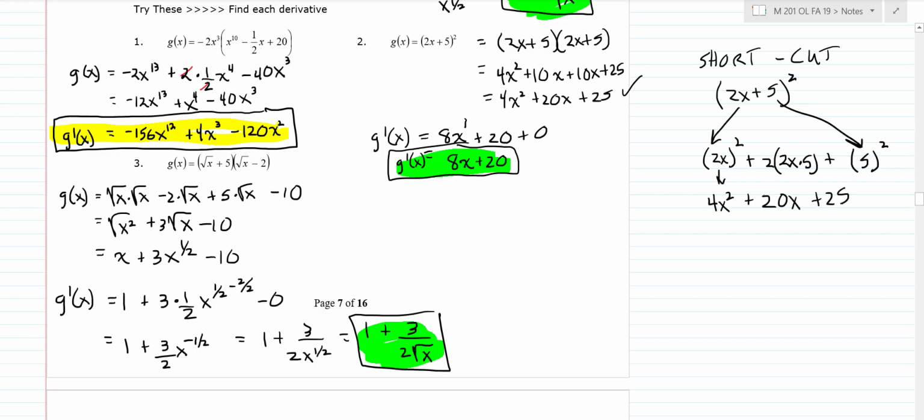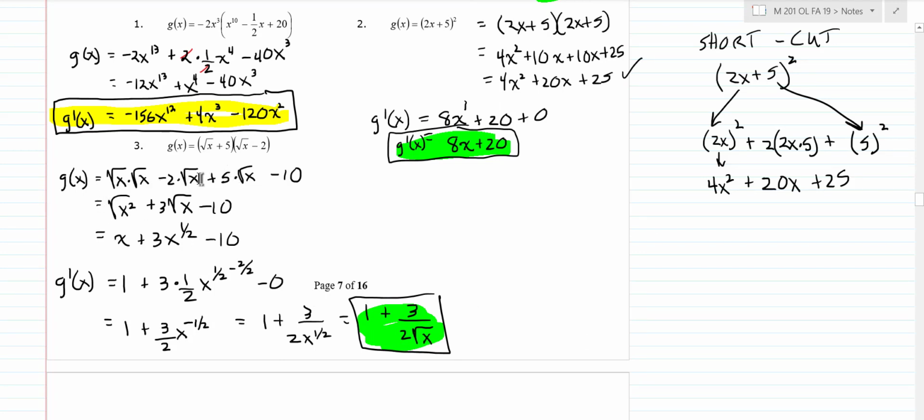If you don't know that, practice that. Look up, on YouTube or Google, shortcut for squaring a binomial. We call that squaring a binomial. That just saves you a little time. So you get 8x plus 20 as your derivative.